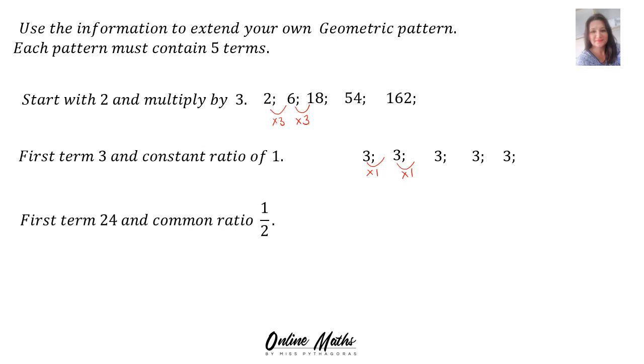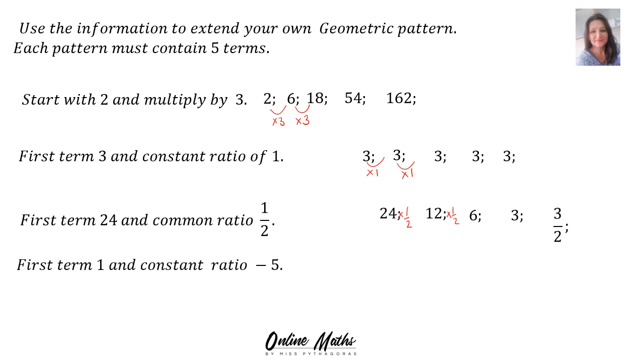First term 24 and common ratio a half. So we start with 24, and common ratio a half means we multiply by a half. So 24 times a half is 12. Remember, times a half is the same as divide by 2. Then to get to the next term, 12 times a half is 6, times a half is 3, times a half 3 over 2.